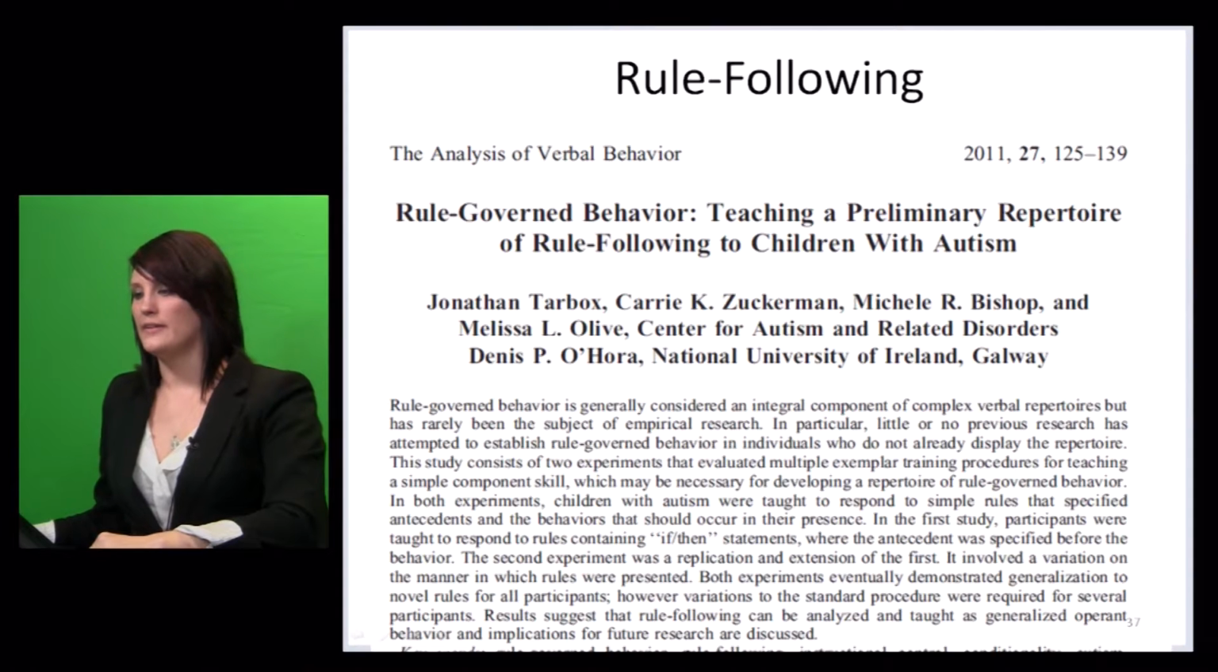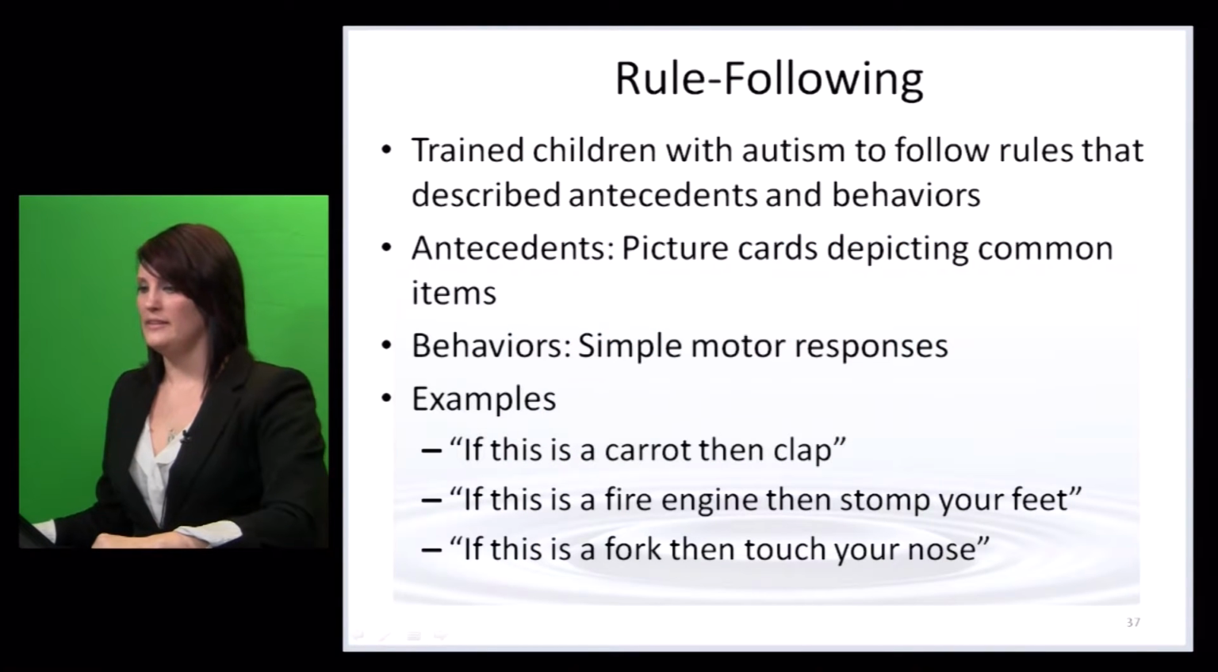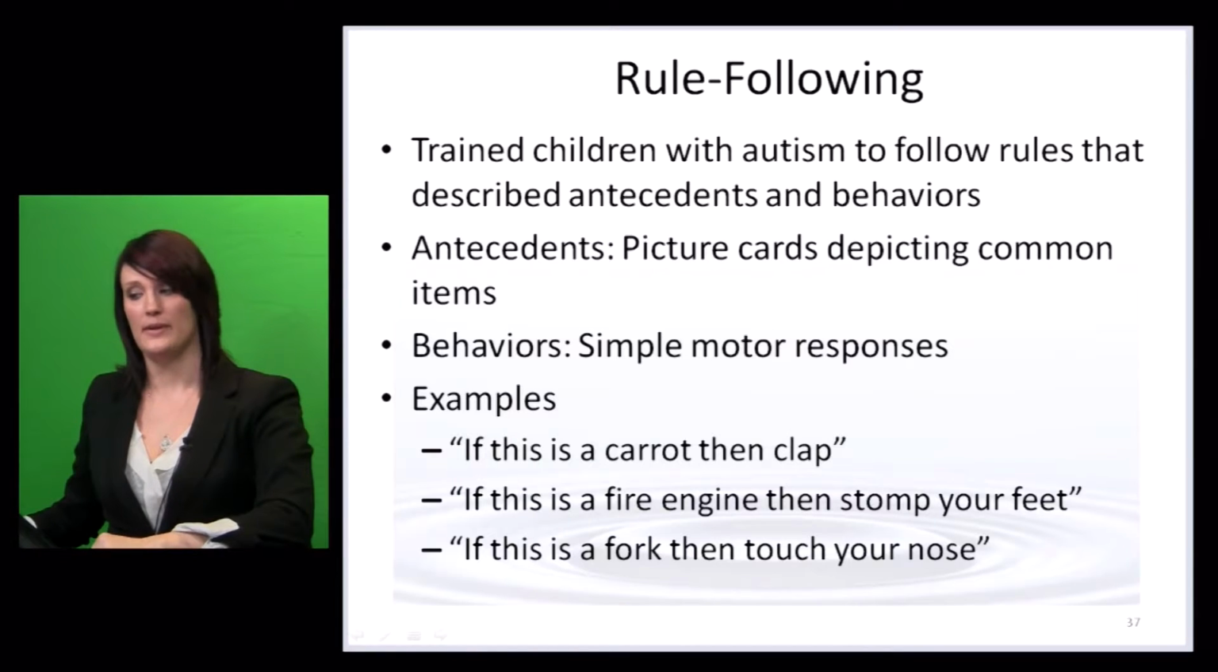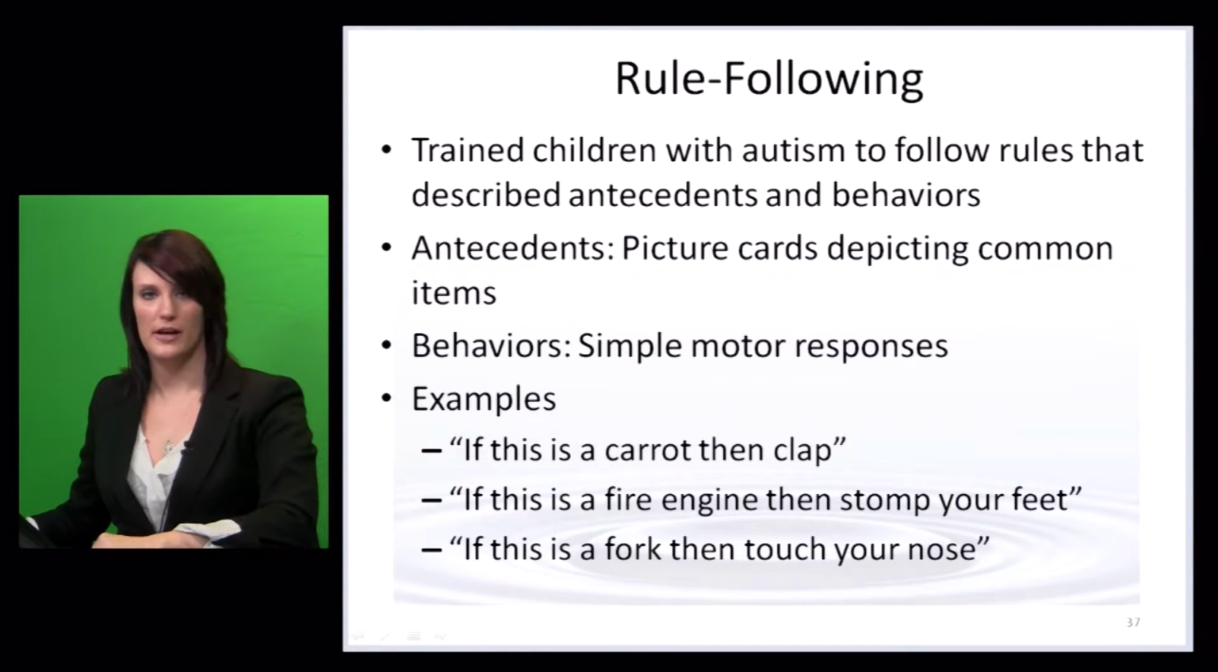Jonathan Tarbox and colleagues published a rule-following study in The Analysis of Verbal Behavior in 2011. And this was teaching a preliminary repertoire of rule-following to children with autism. So in this study, they trained children with autism to follow rules that described antecedents and behaviors. The antecedents were picture cards depicting common items, and the behaviors were simple motor responses.